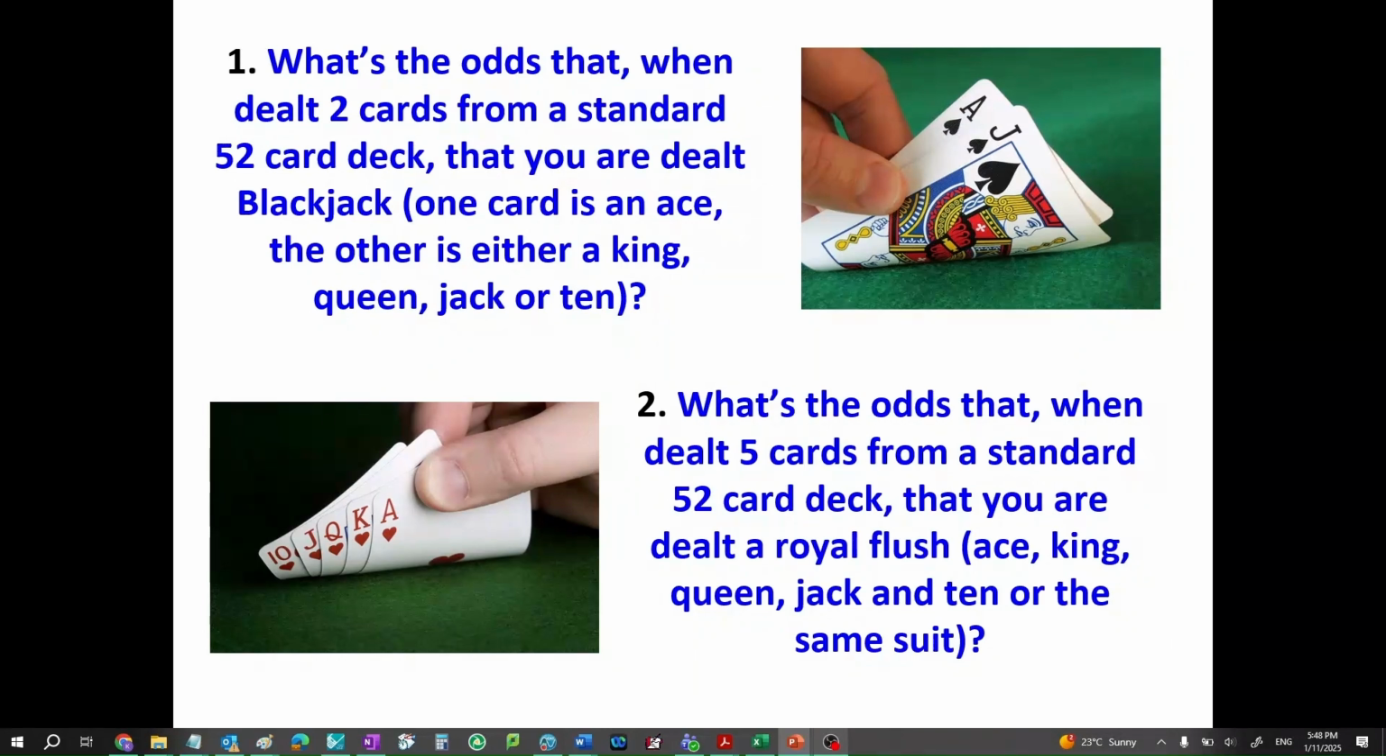Number two, what are the odds when we get five cards dealt to us from a 52 card deck that we get a royal flush? Which as you can see from the picture is ace, king, queen, jack, 10. The order doesn't matter, but the suits must all be the same, i.e. hearts or spades or clubs or diamonds. Have a think about those two questions.